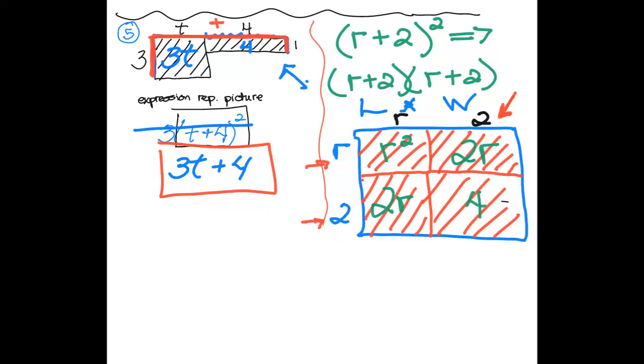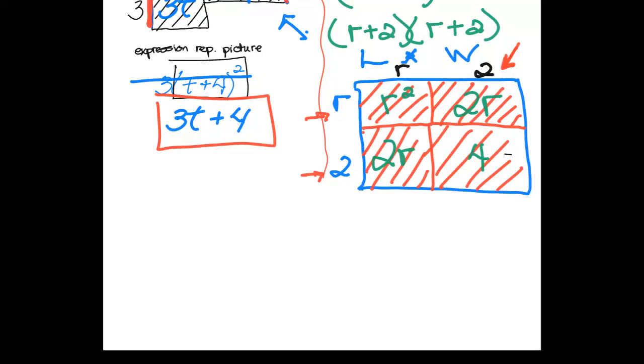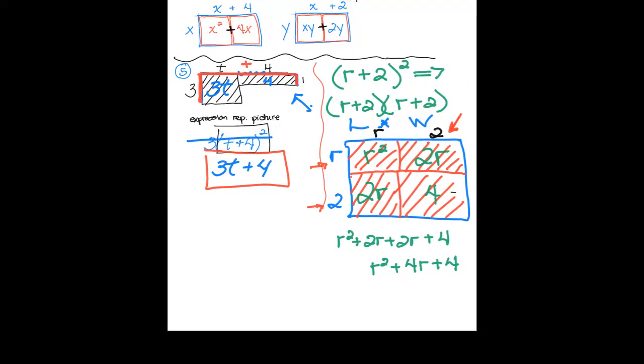So when I put it all together and I simplify, you would have what? R squared plus 2r, which is going to simplify to be plus 4r plus 4. But what I want you to notice is this is what the picture is going to look like. All right? Because you're going to have to be able to draw the picture. Questions on that? Any questions?